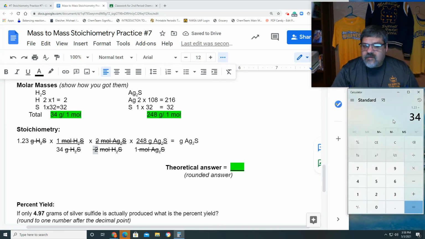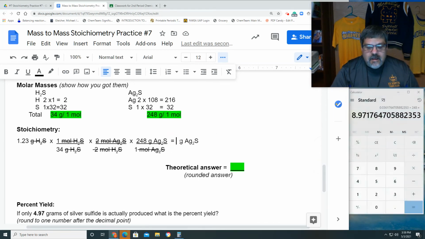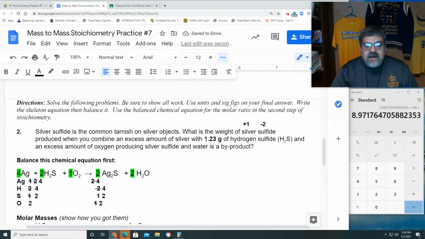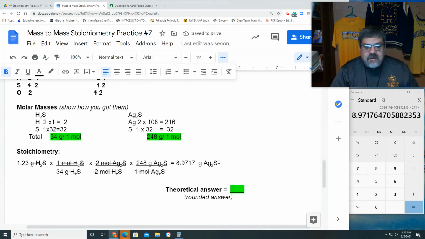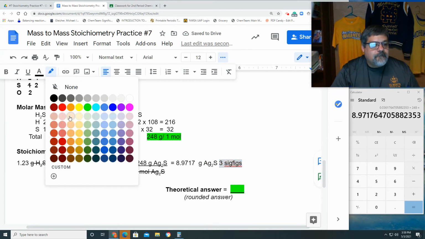So let's go ahead and go back over to this. I have 1.23 divided by 34, and then we're going to multiply it by 248. So we're going to go times 248 equals, and that's going to equal 8.9717. I don't need to go any further than that because I got to look at the problem and say I need it in 3 significant figures. So I like to write down here 3 sig figs, and highlight that in a little bit different color.